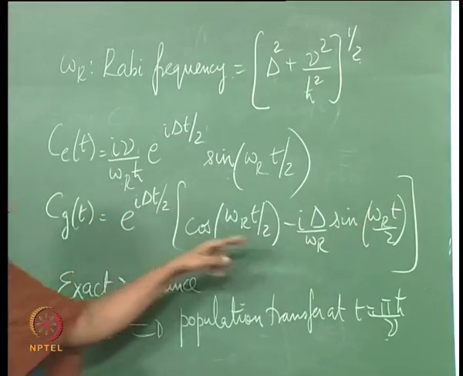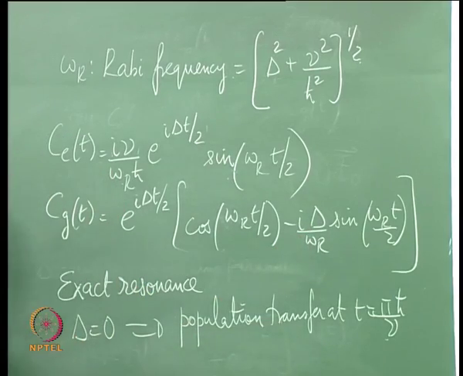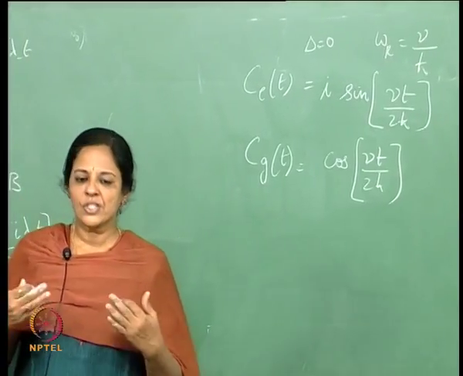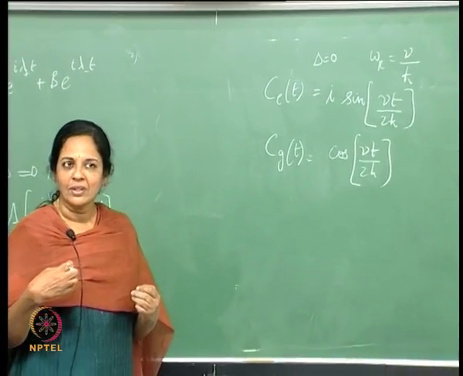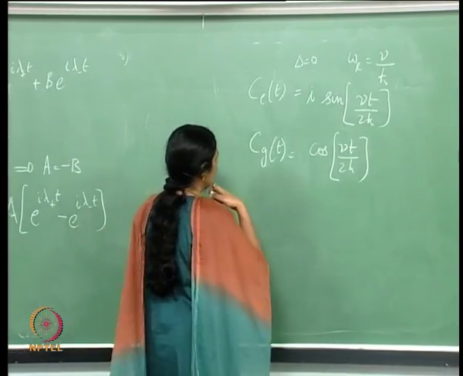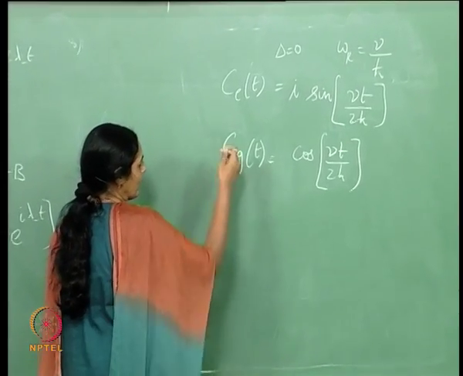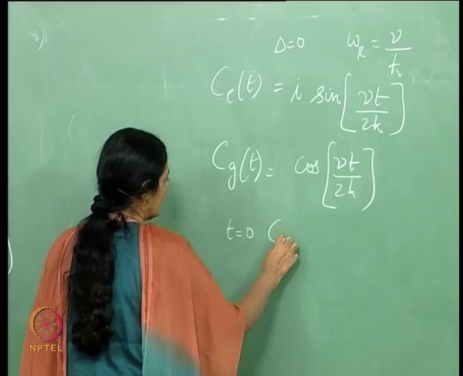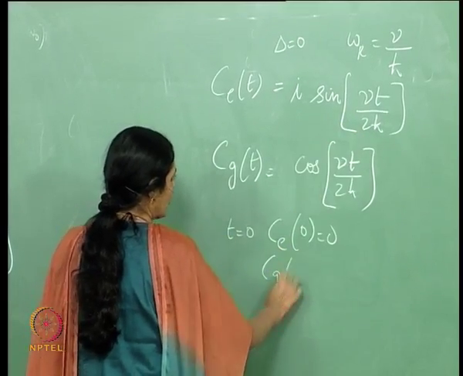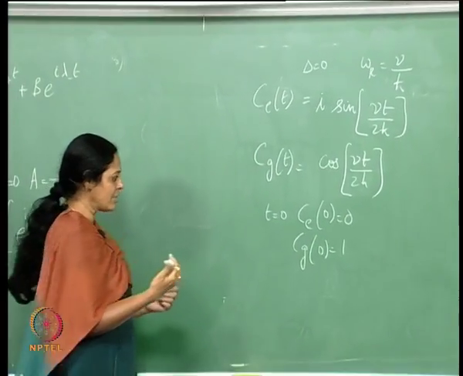This is 1 and that is a 0 there. So this is what I have. I have some very simple evolution dynamics for this system. So what is the probability that, well, at time t equals 0 it is clear that Ce of 0 is 0 and Cg of 0 is 1, which is as it should be, those were our initial conditions.